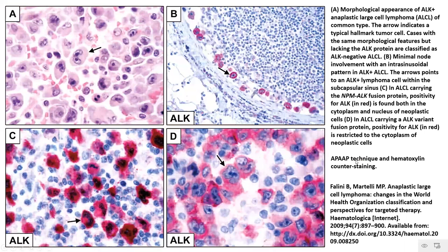We shall be covering that in a single slide subsequently. So you see in this particular case, again, another case of anaplastic large cell lymphoma showcasing cells which look like Hodgkin Reed-Sternberg cells, subcapsular sinus invasion, which is again picked up with ALK in this particular case. And ALK here can show two types of positivity. The positivity can be in the cytoplasm along with the nucleus, or it can be in the cytoplasm alone, depending upon what type of translocation this particular tumor shows.